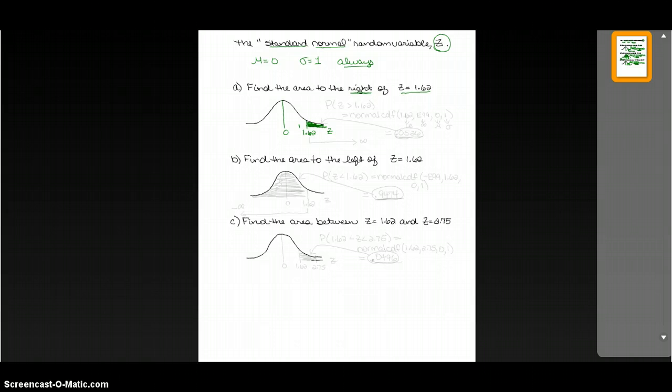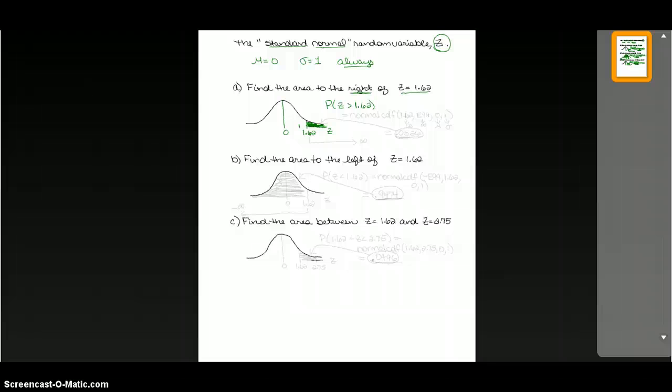Now, there's a lot of ways we could ask for this. Another equivalent way to ask for this is if we want the probability that z is greater than 1.62. You're going to see it asked that way as well. So either we want the percentage of data to the right of 1.62, the percentage of data greater than z equals 1.62, the probability that z is greater than 1.62.